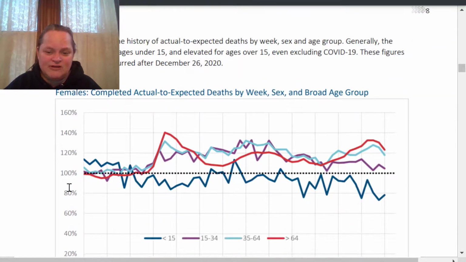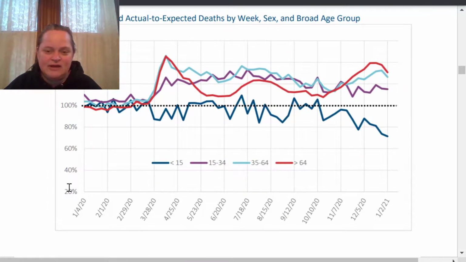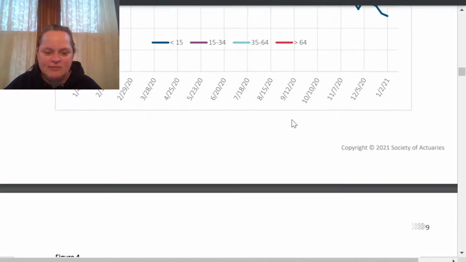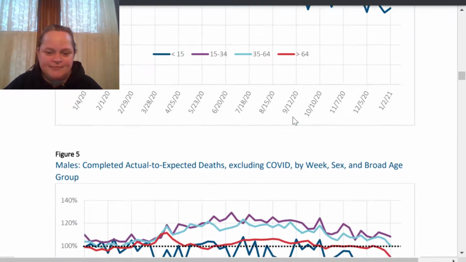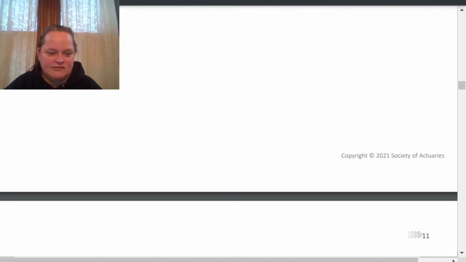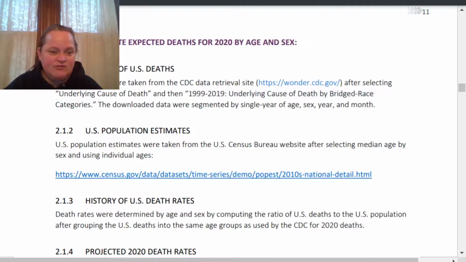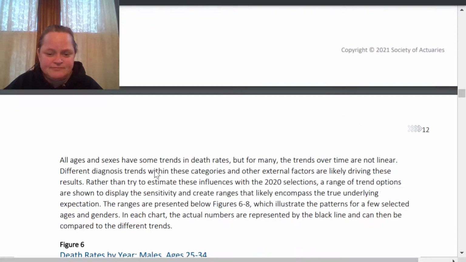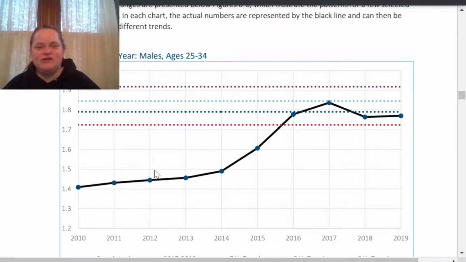Oh, I'm sorry, that was females, and here's males. Let's take a look at the males. Not too different, but we do see that childhood deaths are really down, and some of it is we don't have the reported amounts yet. That's all. Okay, so I'm not going to do all of these. The bulk of this paper is how he did it. And there are some interesting things here, and I will do that in a different video.